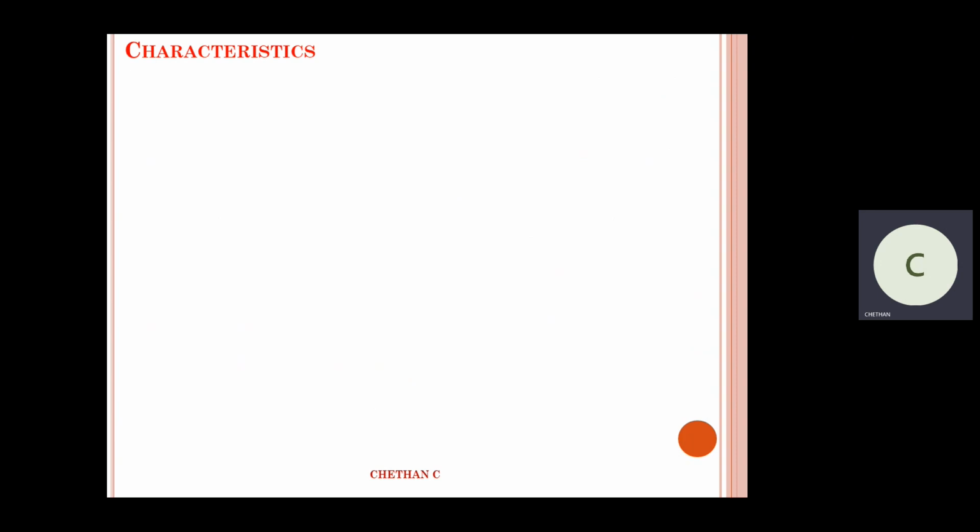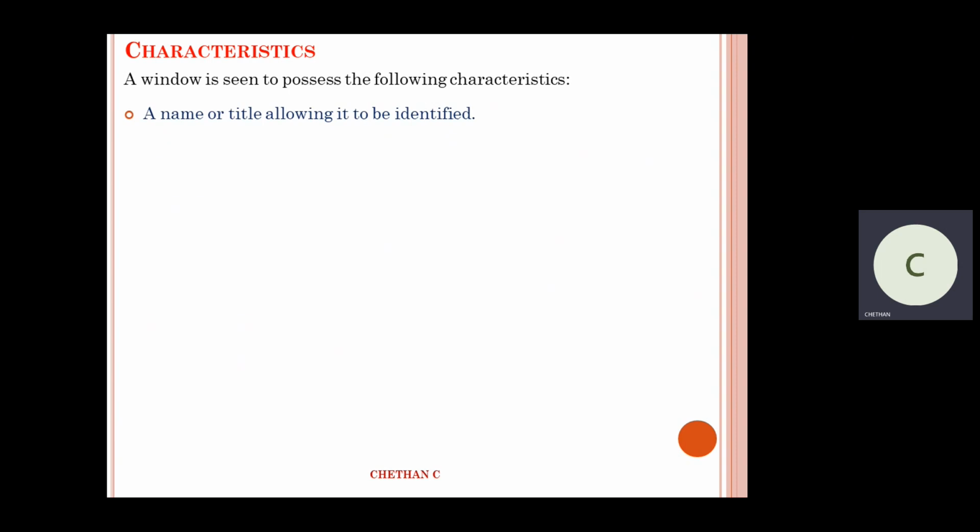Next, what are the characteristics? Again, a very important first question. In the characteristics, you learn the most important question, called advantages. A window has the following characteristics. First, a name or a title allowing it to be identified. Everyone knows this. Next, a size of height and width, which can vary. You can always vary that. Next, a state: accessible or active, or not so accessible.